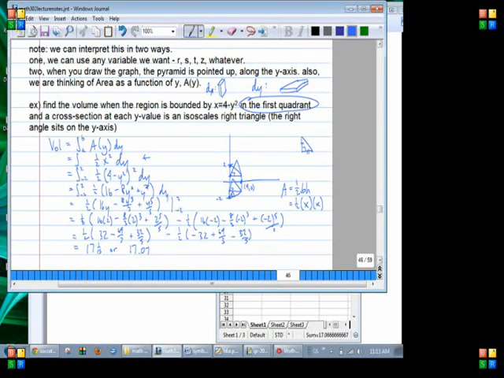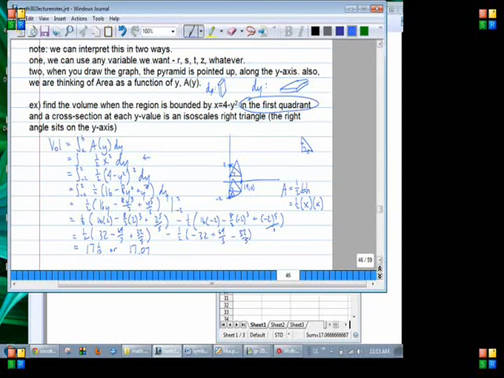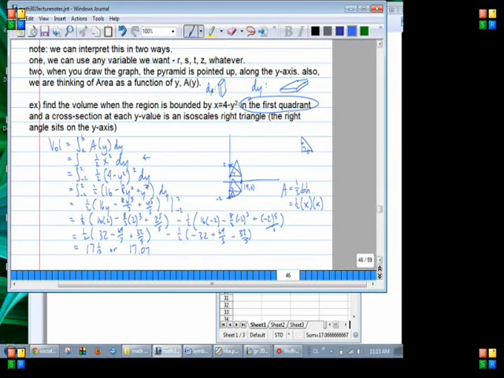Now, if I'd done this correctly from the beginning, what should I have done? I should have done the integral from 0 to 2, because the first quadrant would simply mean this part. So it should go from 0 to 2. All right. So that being said, let me go back and fix that.